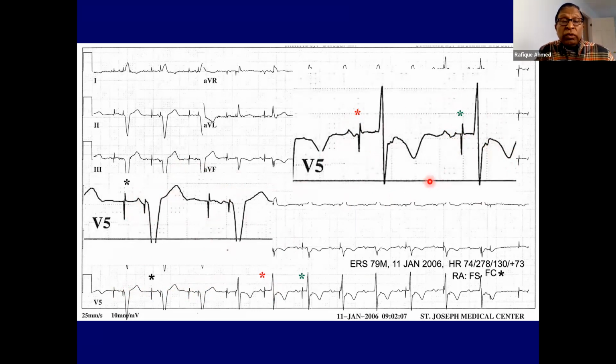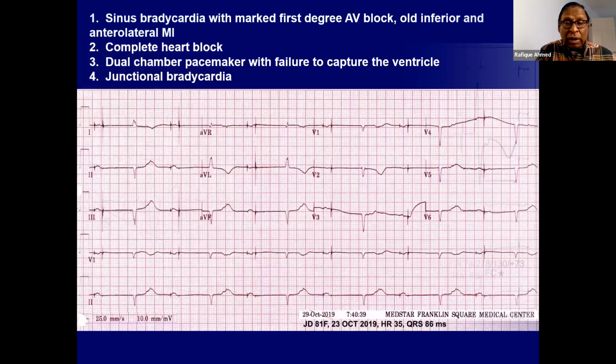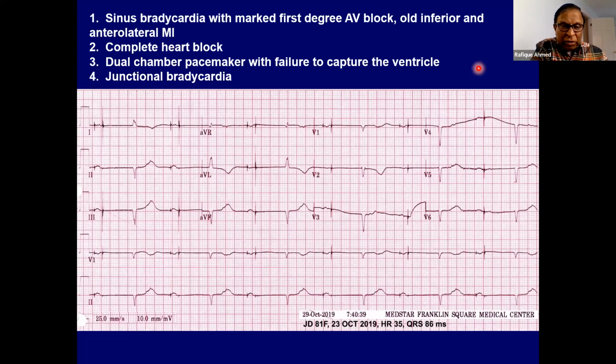Now, two issues. One, why is it failing to capture the atrium? Maybe the output is not set right. Maybe the threshold is not good. Same with the P wave sensing, maybe the sensing amplitude of the P wave is 1 millivolt and I put the sensing at 1, so it's not sensing it. So we can reprogram it, or maybe the lead is totally malfunctioning. And so we have to do a detailed programming of this device. And I'm going to, this will be the last one, this will be an interesting ECG to discuss. Let's look at it and then we'll talk about it.